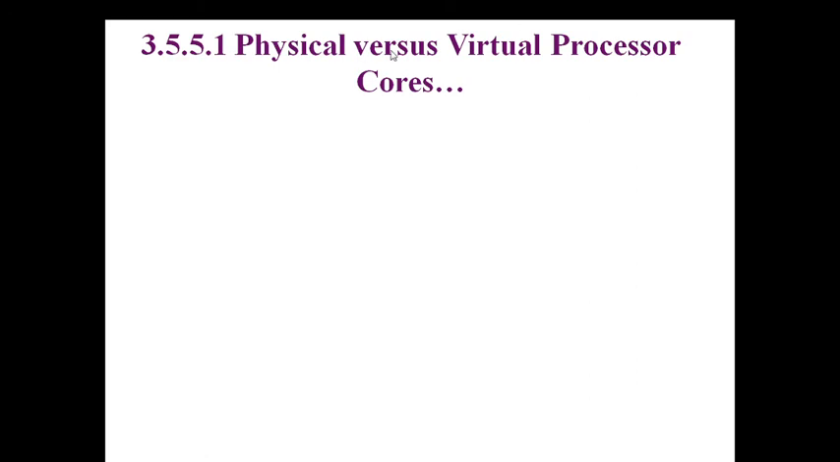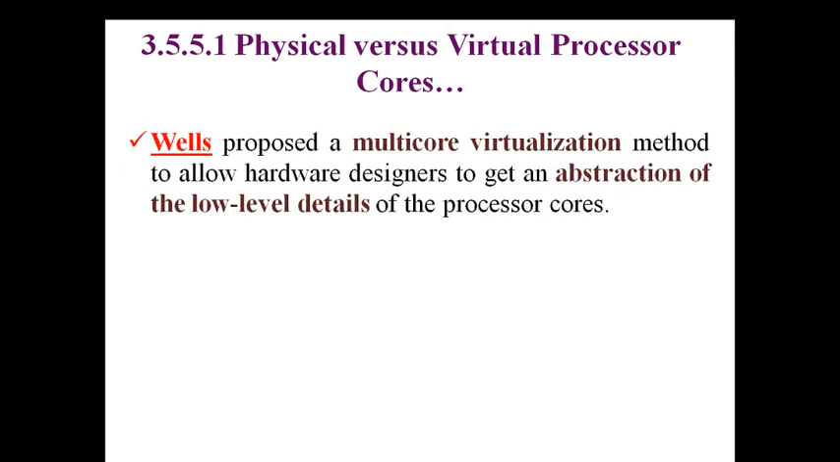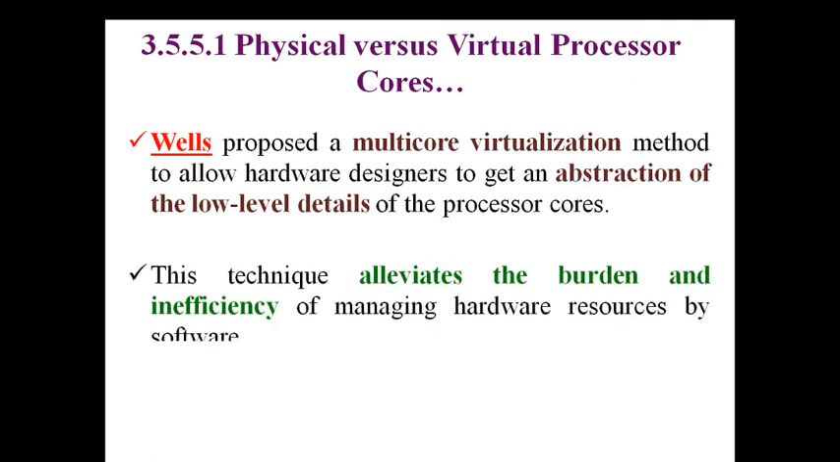Next, physical versus virtual processor cores. Is there any difference between these physical cores and the virtual cores? May not be, but the main concept here is scheduling. A person called Wells proposed a multi-core virtualization method to allow hardware designers to get an abstraction of the low-level details of the processor cores. So whatever processor core details are needed by the virtual machines at the top level are going to be given through the abstract layer, meaning they are going to be converted in that concept.